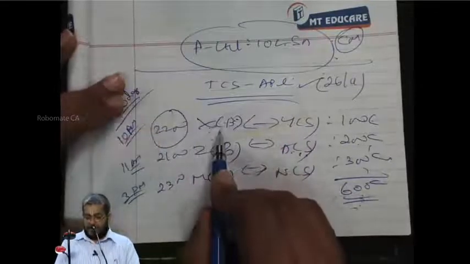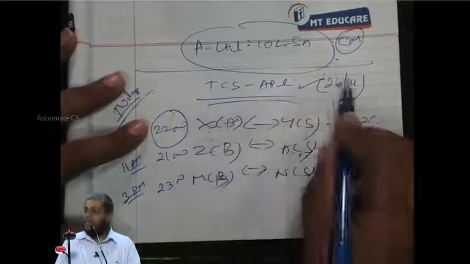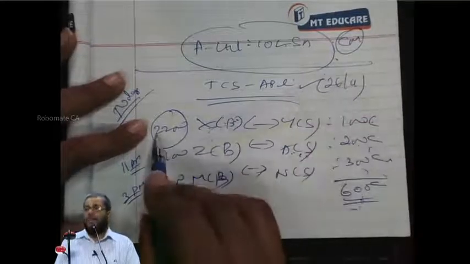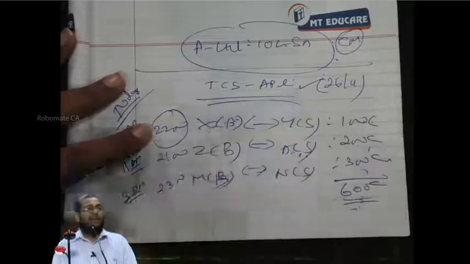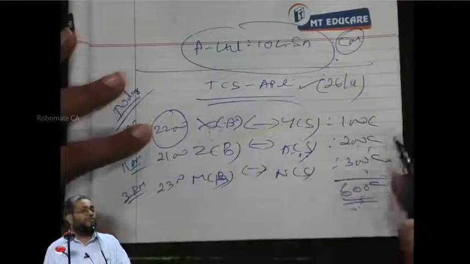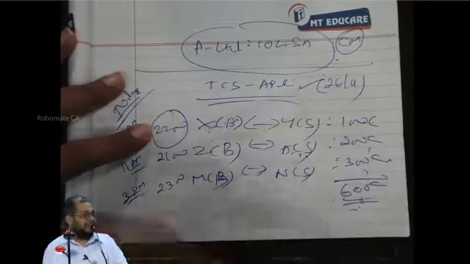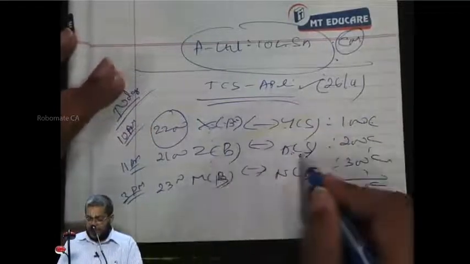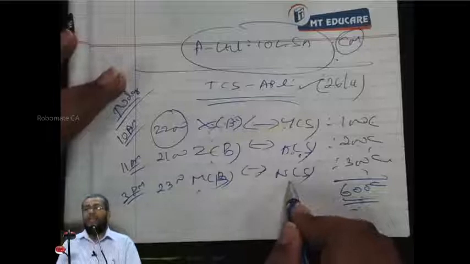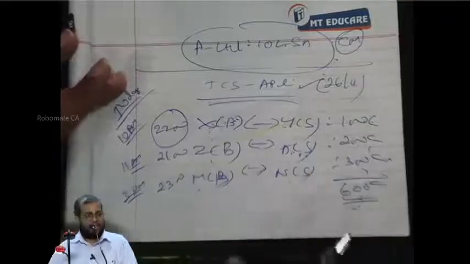X has agreed to buy TCS shares on 26th April at how many rupees? 2,200. For how many contracts? 100 contracts. A contract may have 250 shares, that is 25,000 shares, etc. Are you following what I am saying? Like that, X and Y, Z and A, M and N, three transactions take place today in the stock exchange.